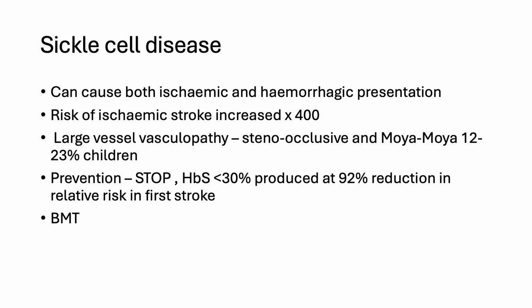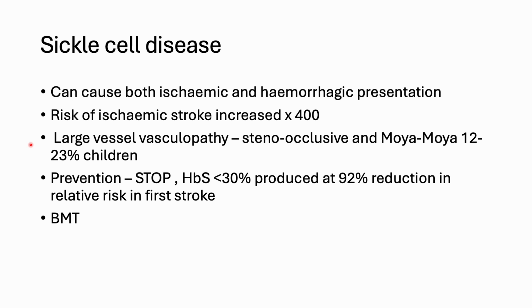So sickle cell disease can cause both ischemic and hemorrhagic presentations of stroke. The risk of ischemic stroke is increased 400 times by having sickle cell arteriopathy. Large vessel vasculopathy is the type that is seen most commonly, where it is occlusive, and children present with a Moyamoya-like syndrome in 12 to 23% of cases.